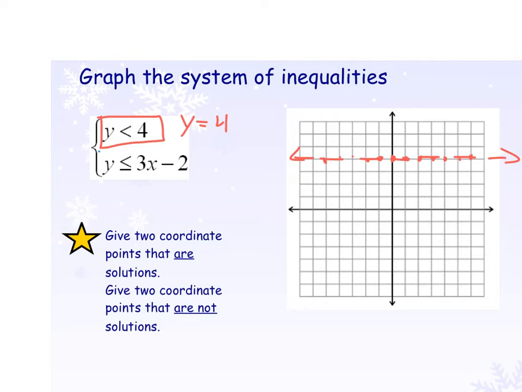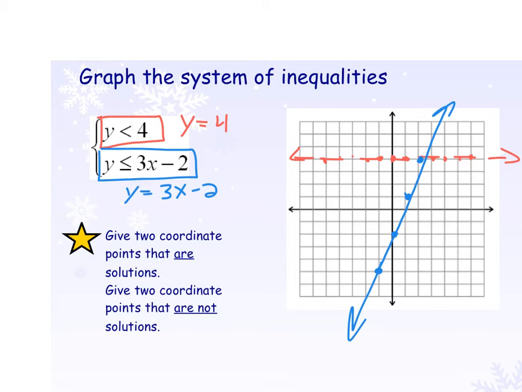Why don't we go and graph this bottom line here in blue? The boundary line will be y equals 3x minus 2. So the y-intercept here is minus 2, and the slope is positive 3. So that's up 1, 2, 3, right 1, up 1, 2, 3, right 1, or also down 3, left 1. And this one will be a solid line because it is greater than or equal to.